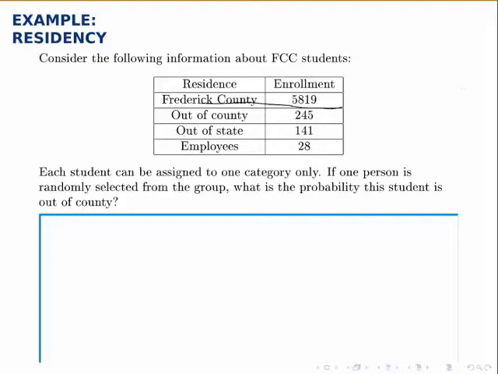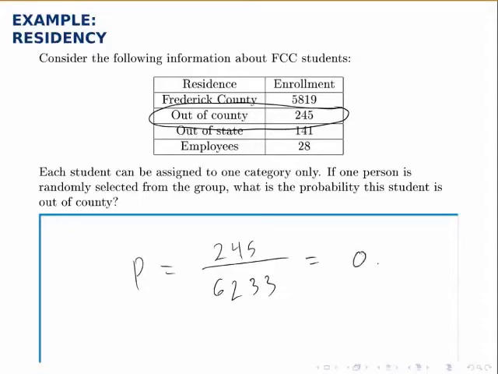So we're looking at this second category. Again, the probability is the number of ways that could happen. So 245 is the number of people that we could select in that category, divided by the total number of people there are. If we add up the 5819, the 245, the 141, and the 28, we get a total of 6233. So that's the probability, the number of ways of selecting an out-of-county student divided by the number of ways of selecting any student. And if we write that as a decimal, we get about 0.039.